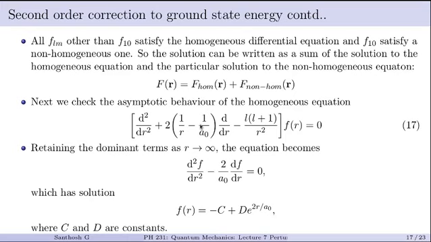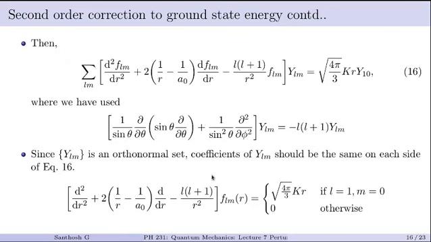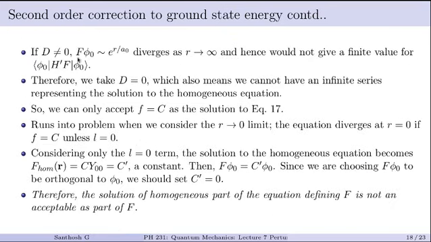In general the solution can be written as the sum of the homogeneous part plus the non-homogeneous part, and now we check the asymptotic behavior of the homogeneous equation to see if it can be accepted as a solution that will give rise to a normalizable wave function. Now if d is not equal to 0, we see that f phi 0 goes like e to the power r by a0. That's because of this.